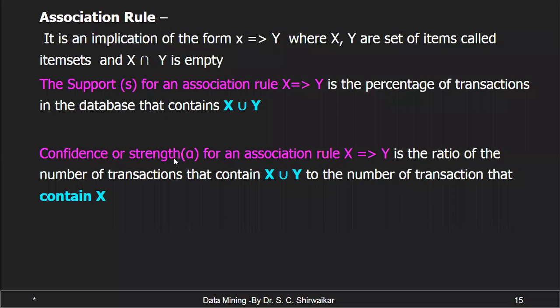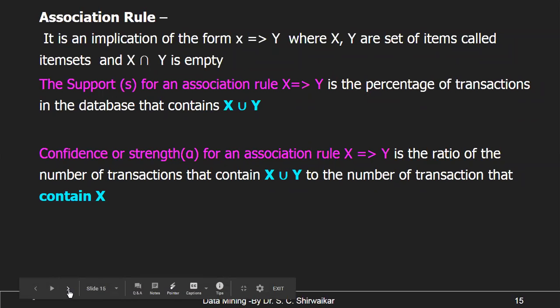Okay, now what about confidence? Confidence is the ratio of the number of transactions that contain both items X union Y to the number of transactions that contain X. That means the support count of X union Y divided by the support count of X. So we have seen that support and confidence are very important for finding the frequent item sets. Now we'll see the next point.